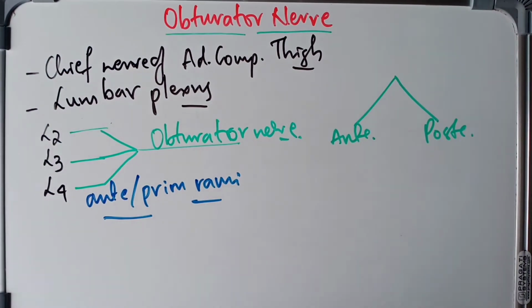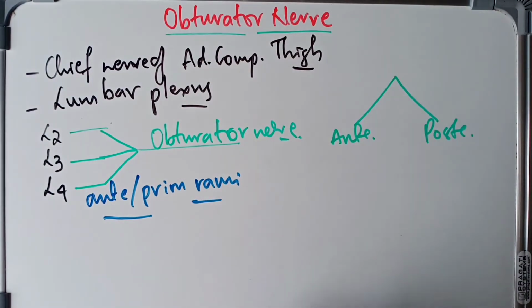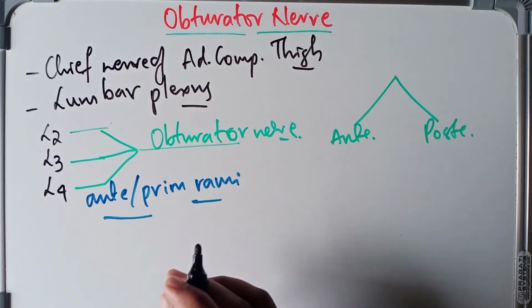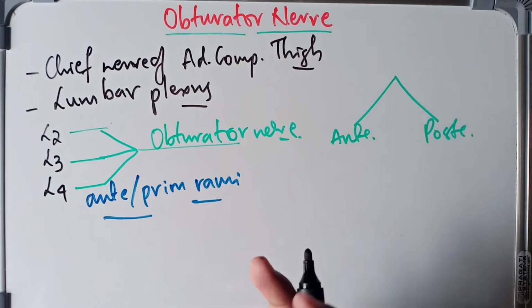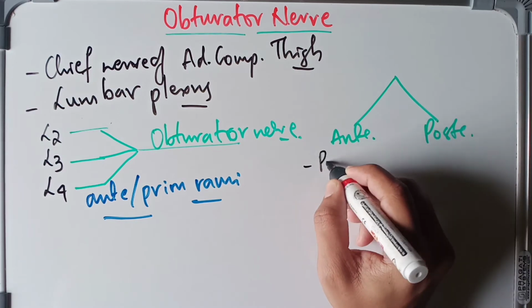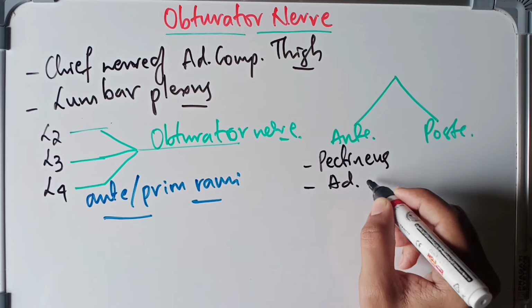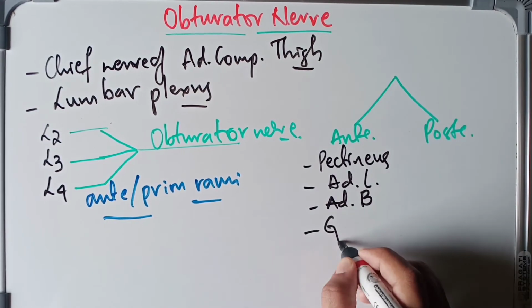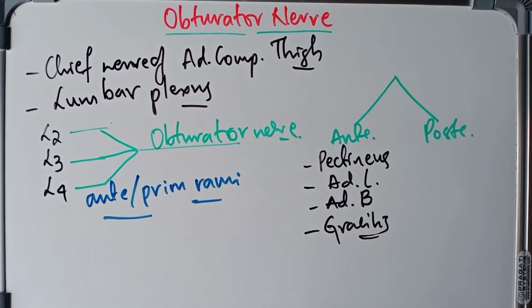The anterior division passes downwards in front of the obturator externus muscle, and afterwards it descends behind the pectineus muscle and the adductor longus muscle. It supplies pectineus, adductor longus, adductor brevis as well as gracilis. So, these are the four different muscles supplied by the anterior division.